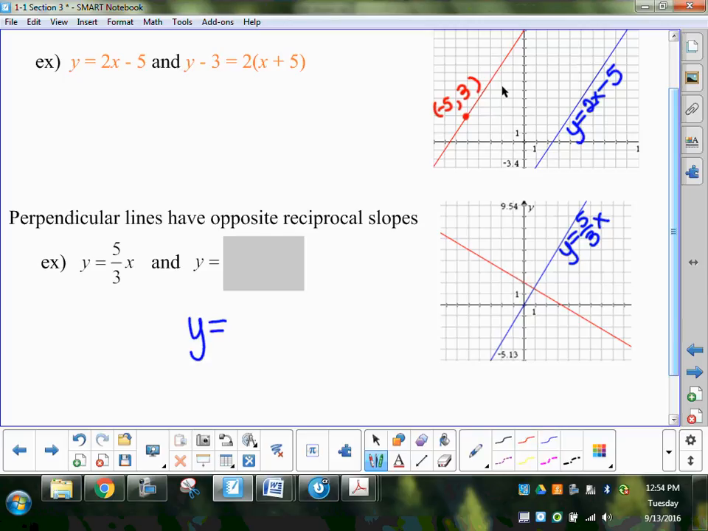Hands up, please, if you can tell me what the slope of that perpendicular line would have to be. I got 1, 2, 3, 4 of us. What do you want to say, please? Terrific. And I can fill in more about that equation.